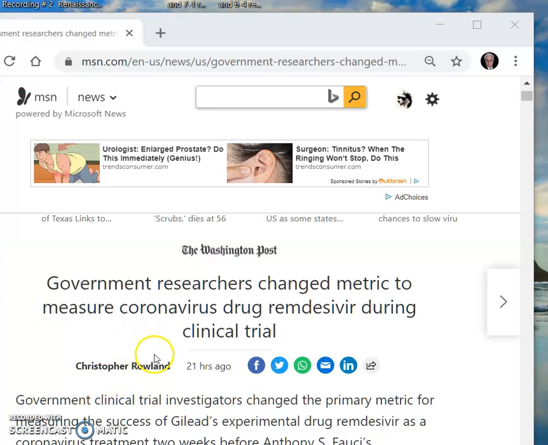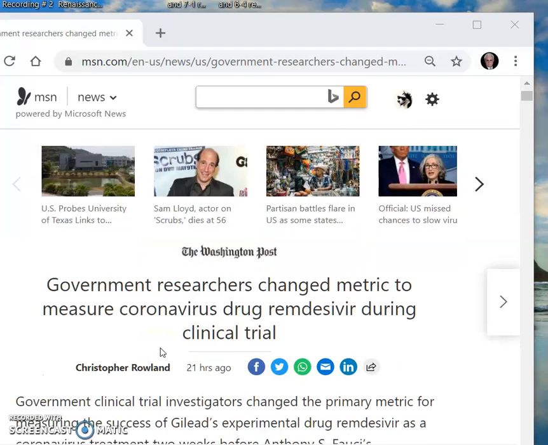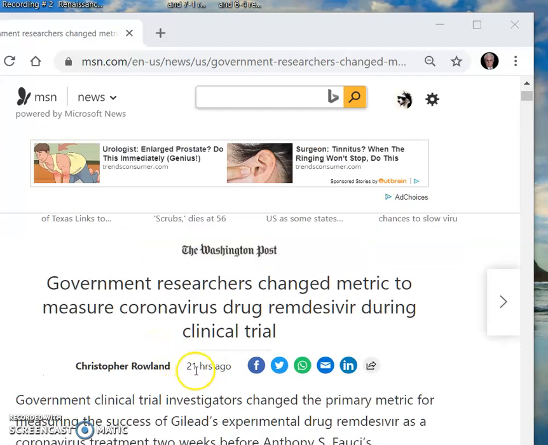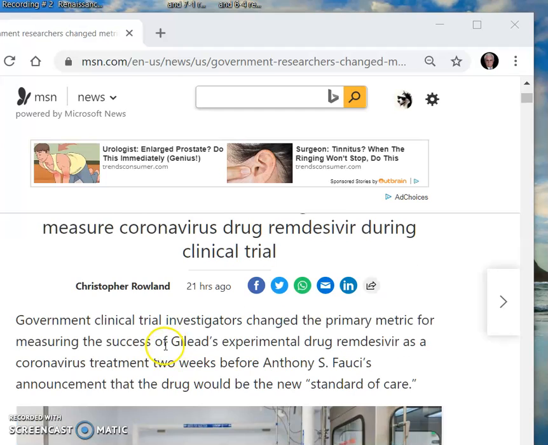Okay, so here's a web post from the Washington Post. Let's see, it's very recent, 21 hours ago. Today's date is May 2. So roughly speaking, May 1, May 2, this was posted. And I think this is worth spending a little bit of time on. It kind of illustrates what we've been talking about in a couple of different things.